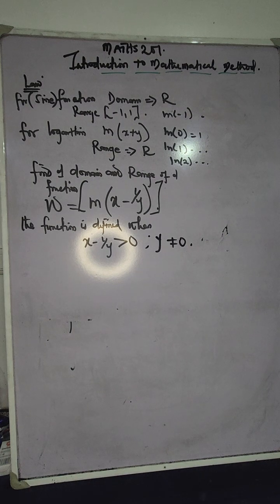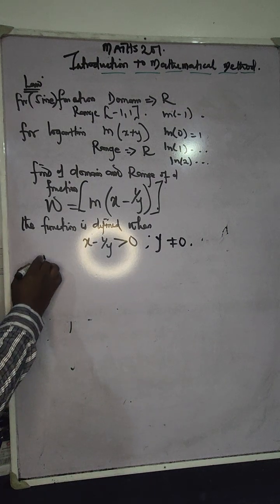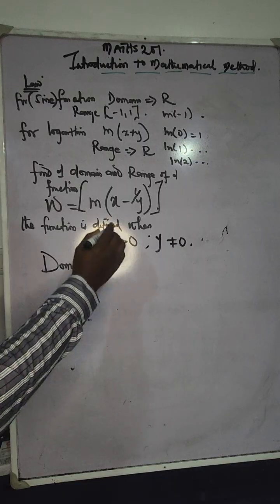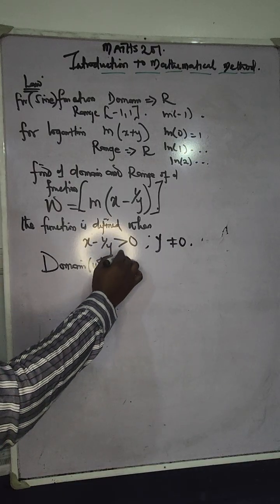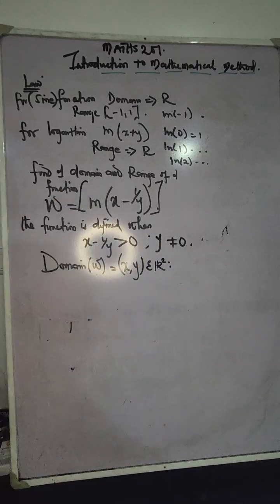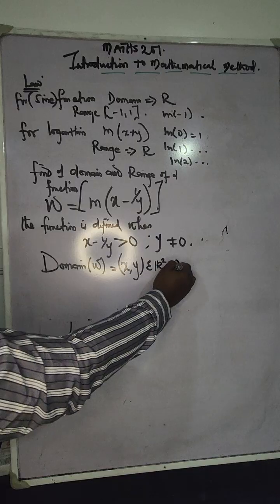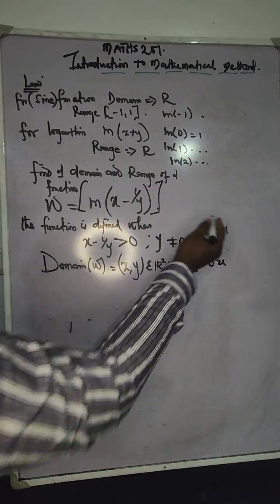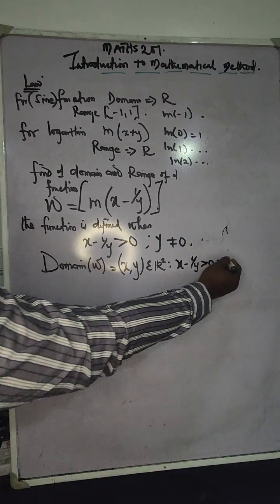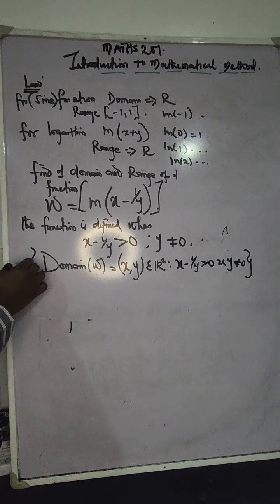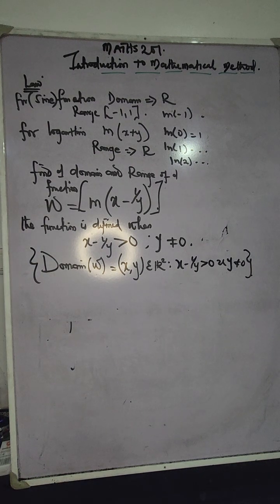So how do we write this? We said the domain of W will be x comma y element of all real numbers squared such that x minus 1 over y should be greater than 0, and also, union, y should not be equal to 0. That's the domain of the function, and I hope that is clear.